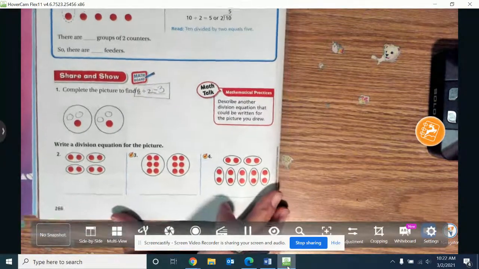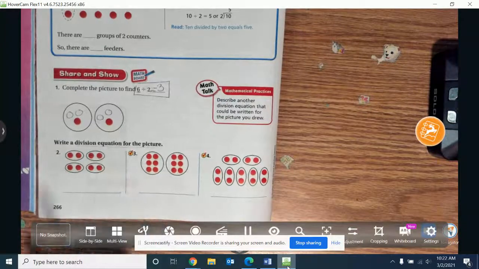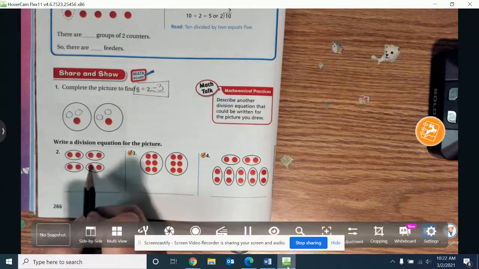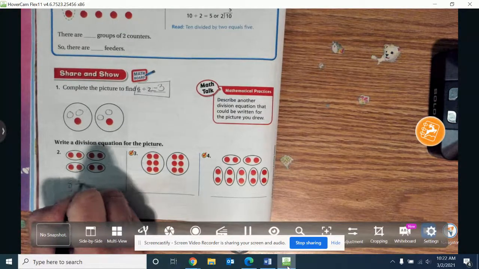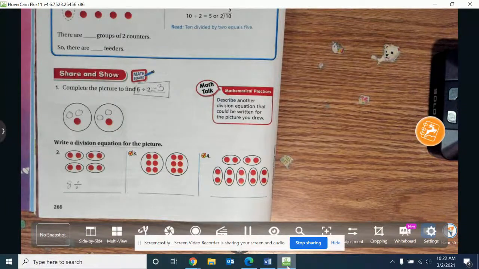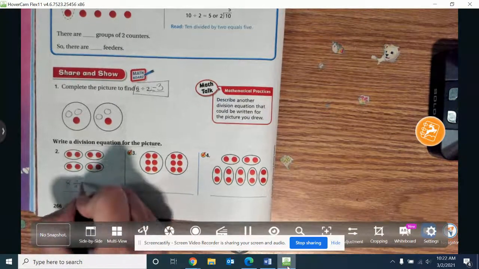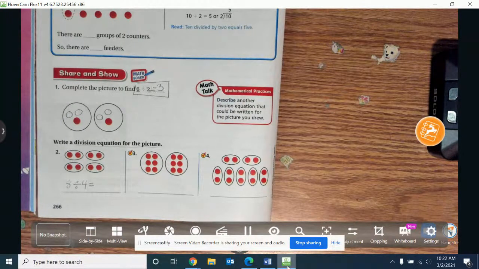Now we're going to do it to the next numbers down here. We need to write a division equation for the picture. So again, division, we need to count the total. The largest number goes first, the total. 1, 2, 3, 4, 5, 6, 7, 8. There is a total of 8 counters divided by the number of groups. 1, 2, 3, 4 equals how many counters are divided into each group?